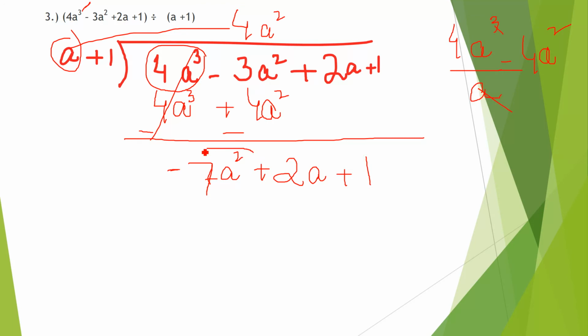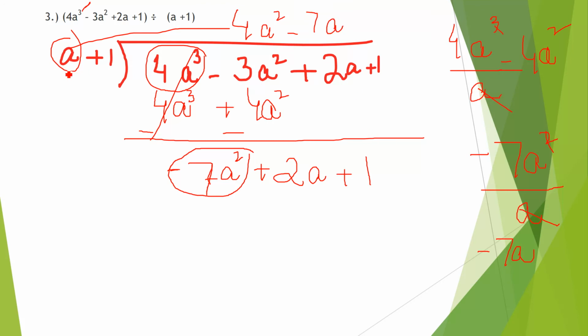Now this is our first term of the dividend. So minus 7a square, and you have to divide it by the first term of the divisor, a. Here are 2 a's and here is 1a. In division you have to subtract the exponent of the same variable. So this is 2, this is 1, so it will be equal to minus 7a. 1a will cancel out, so it is minus 7a. Write down in the quotient minus 7a.